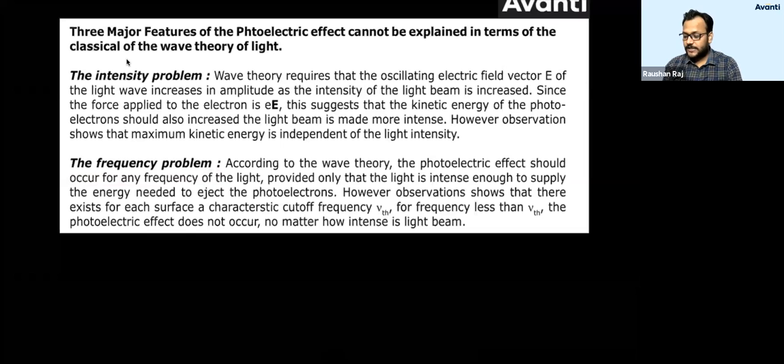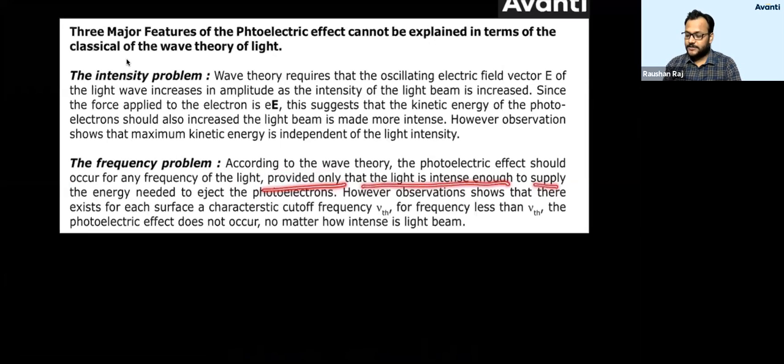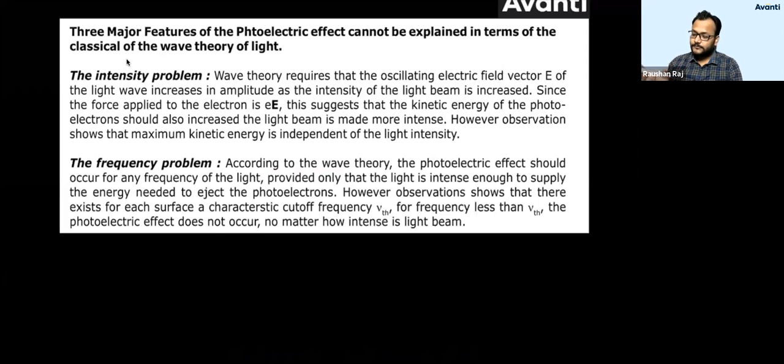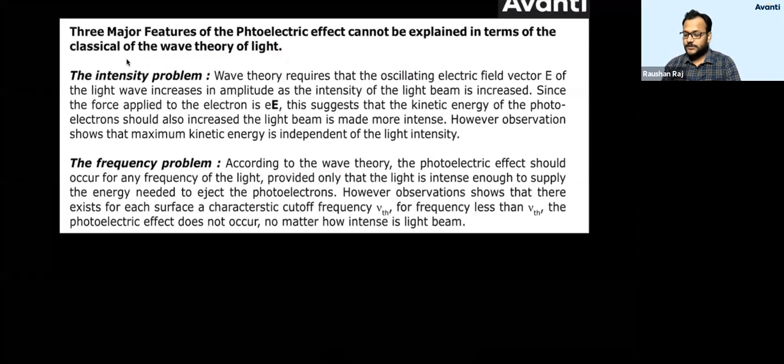According to wave theory, the photoelectric effect should occur for any frequency of light, है ना? For any frequency of light, provided only that the light is intense enough to supply the energy needed to eject the photoelectrons. But it was not like that. So the concept of threshold frequency was not successfully explained using the wave theory of light. यहाँ एक problem आया. The concept of threshold frequency was not explained properly using wave theory of light. This was the second problem.